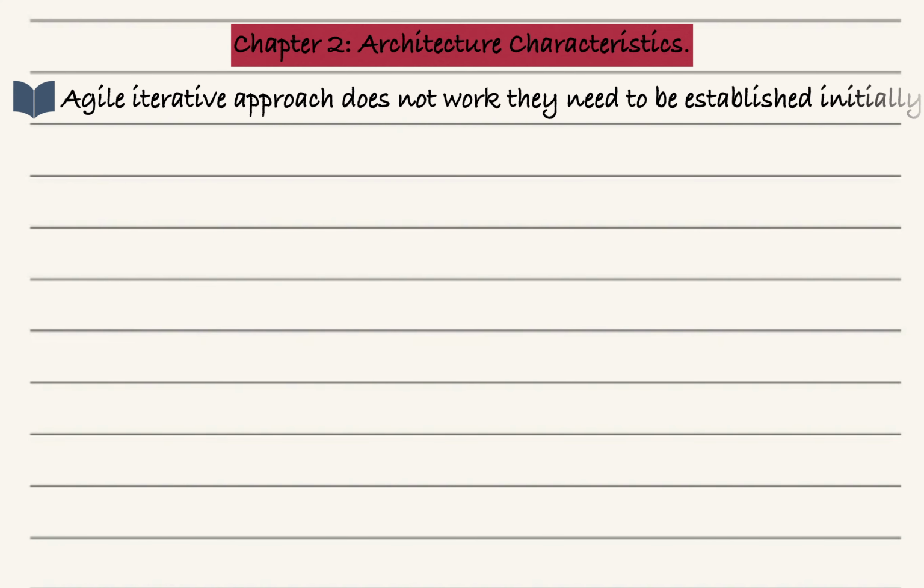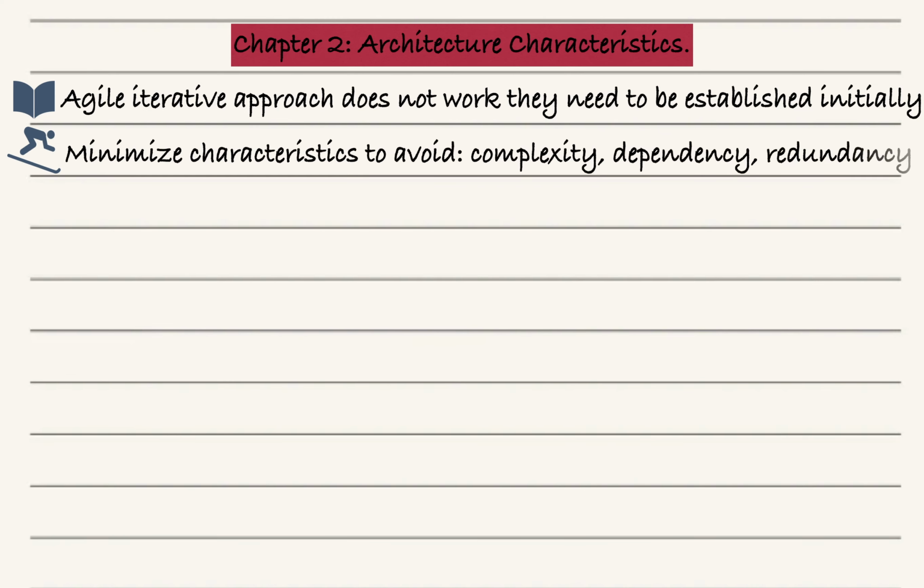The popular agile iterative approach, although effective for many development tasks, falls short when it comes to analyzing architectural characteristics. Why is that? It's because these characteristics need to be established from the start. If you try to retrofit them later, you might face significant challenges, including the risk of having to redo large parts of your system.